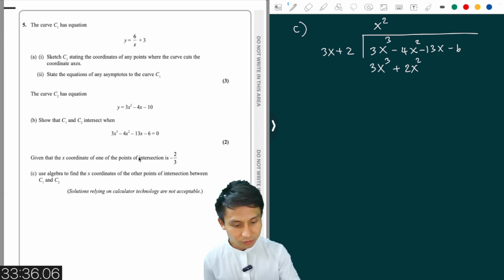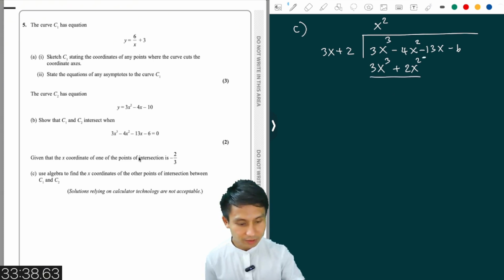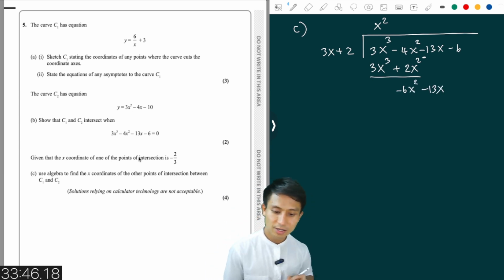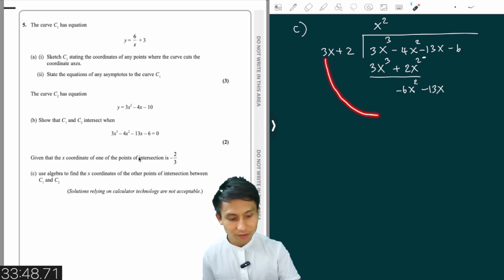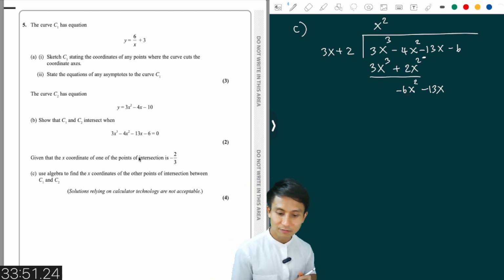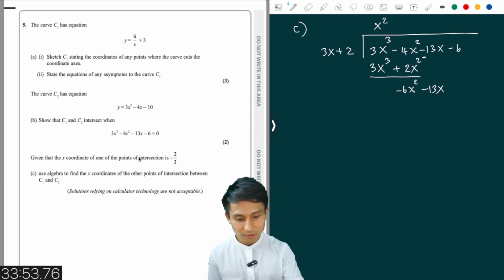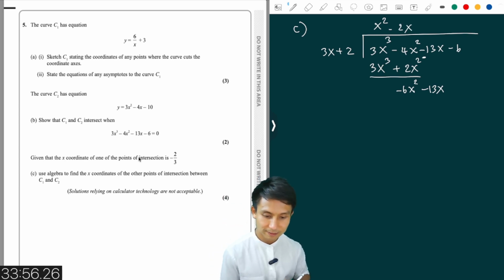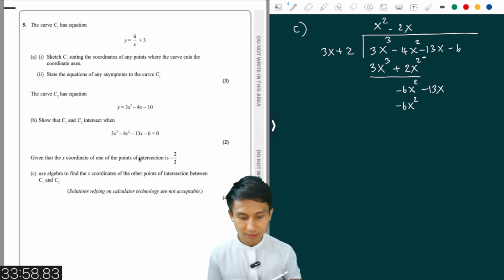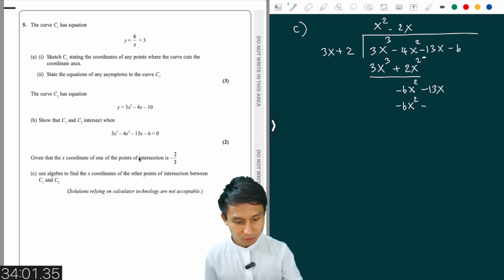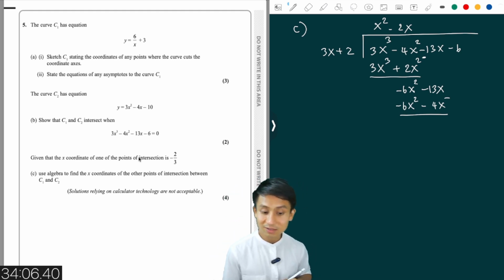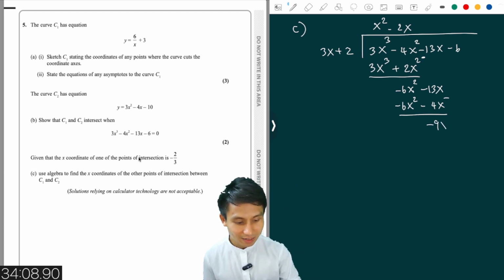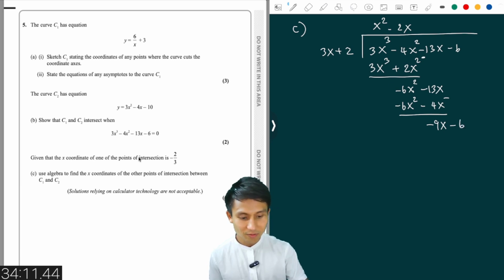Then we subtract these two lines. So minus 4 minus 2 is minus 6x squared. We pull the next term down. Then again dividing the first term into the first term, 3x dividing into minus 6x squared, we get minus 2x. Then the second term, minus 2x times 2 is minus 4x. Subtracting these, we get minus 13 minus minus 4, so that would be minus 9x. Pulling minus 6 down again.